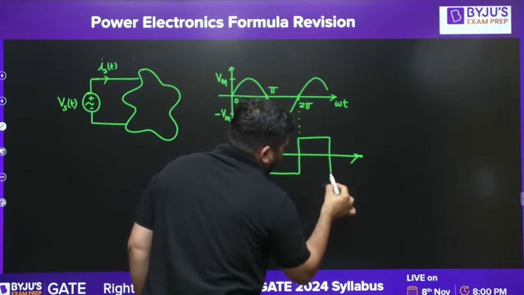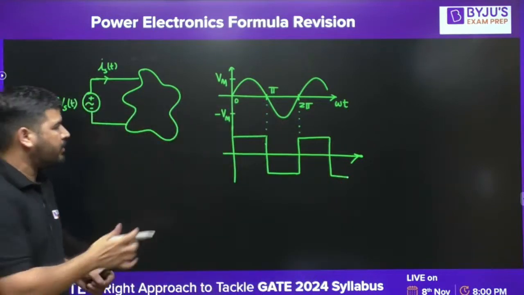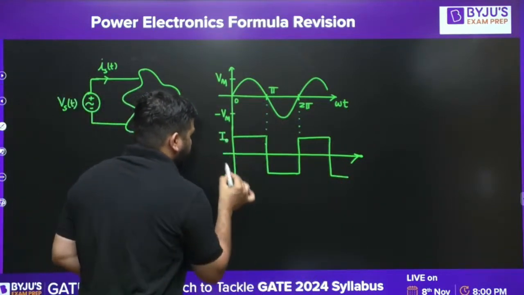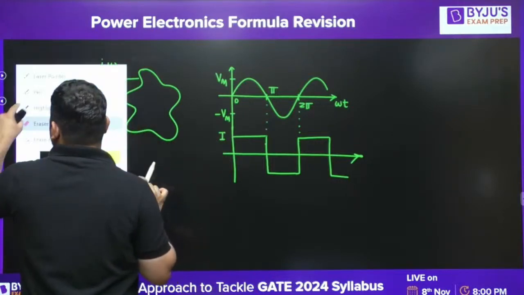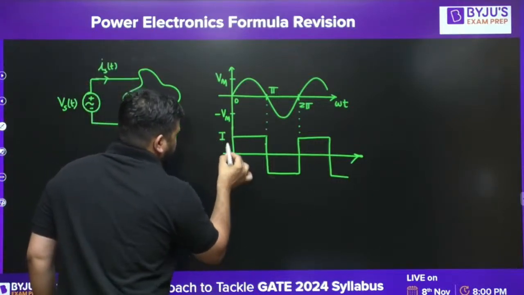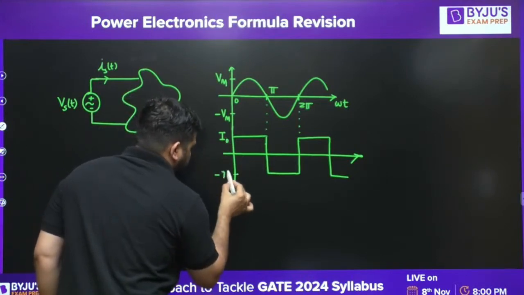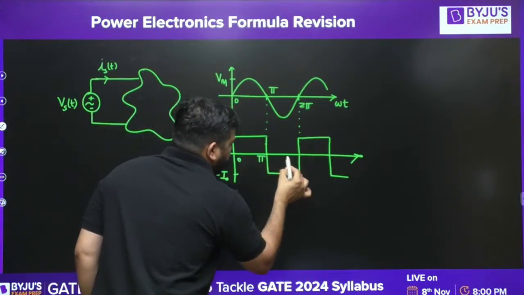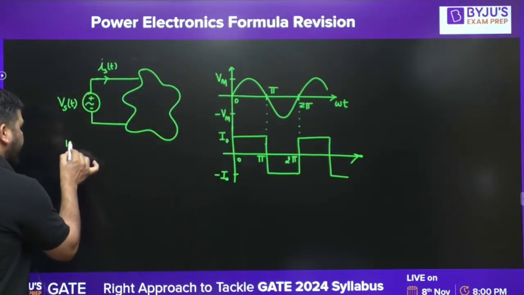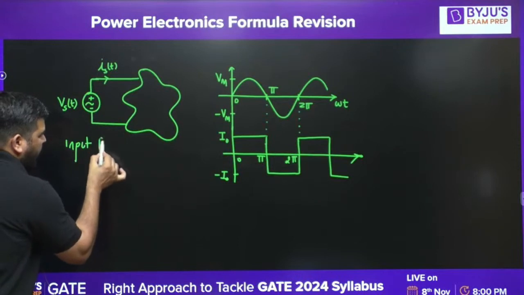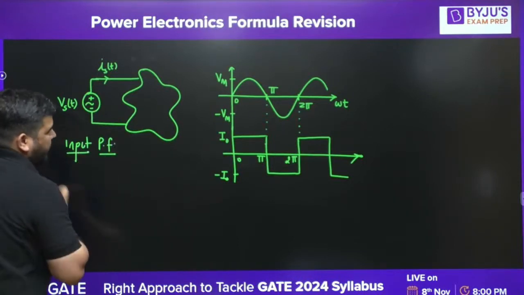Okay. Now, if the current is a square wave, and let's say this current has amplitude I naught, this is I naught and this is minus I naught, at 0, pi, 2 pi. Now if we want to calculate the input power factor, then how to calculate that?